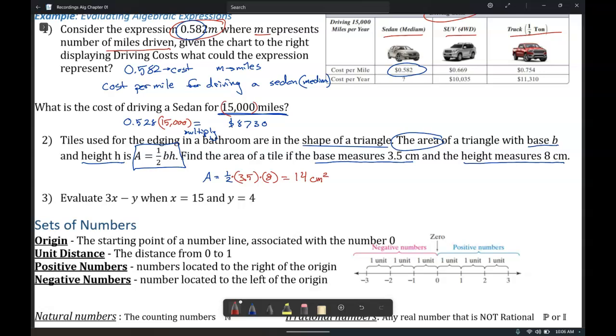Next one is not a word problem, but it's a similar idea. We just have an expression. We want to evaluate 3x minus y when x equals 15 and when y equals 4. So we substitute in 3 times 15 for the x value minus 4 for the y value. So we'll do the multiplication first, giving us 45 minus 4, and then we'll finish with the subtraction to get 41.